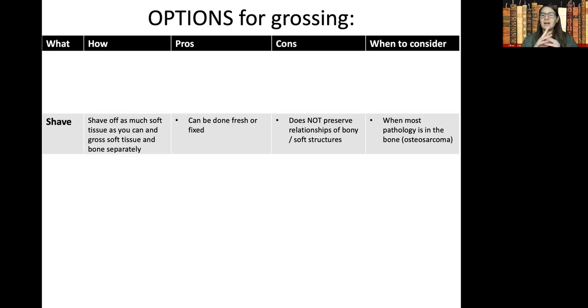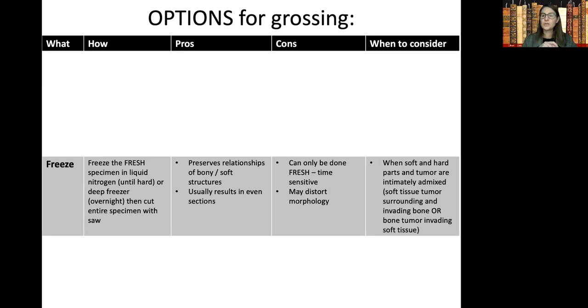We expect very complex bony anatomy, and we expect at least a lot of soft tissue and possibly some bone involvement. Then there's freeze. This is where you freeze the fresh specimen in either liquid nitrogen until it's hard or in a deep freezer, such as overnight, and then cut the entire thing with a large saw. This does preserve the relationships of the bony and the soft structures, and usually does result in nice even sections because you've homogenized the consistency of the entire specimen.